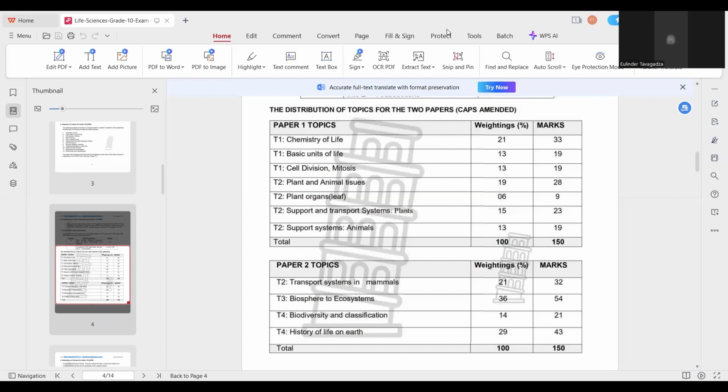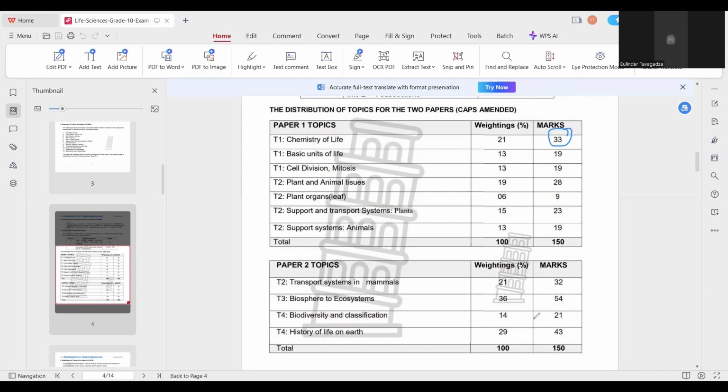Let me indicate where I'm talking about. Right, so we have the marks there, it's 33. These are the marks that I want you to take note of. So in paper 1, we will be having chemistry of life. It will be out of 33.